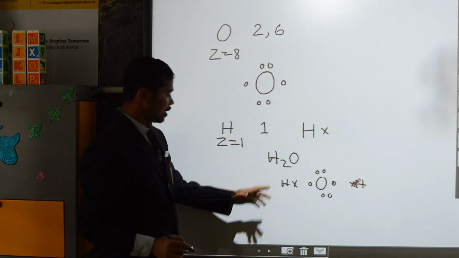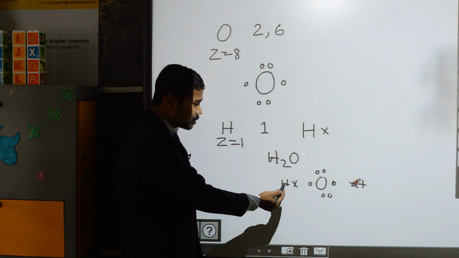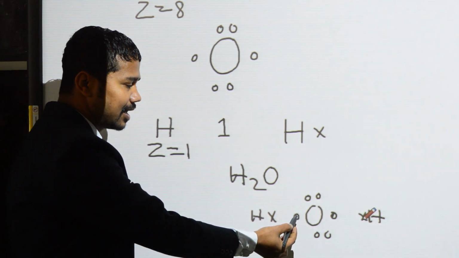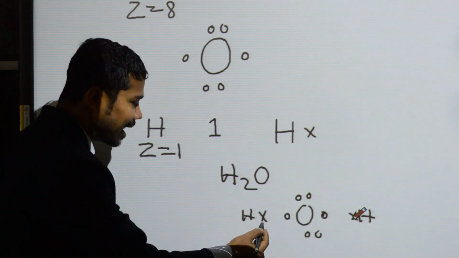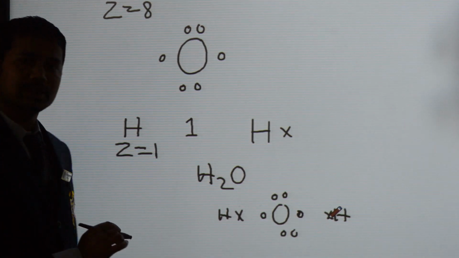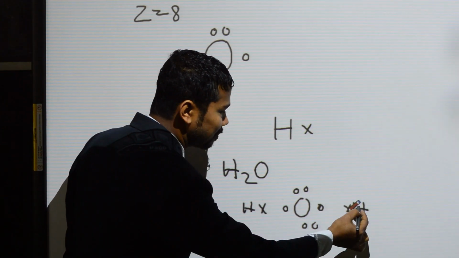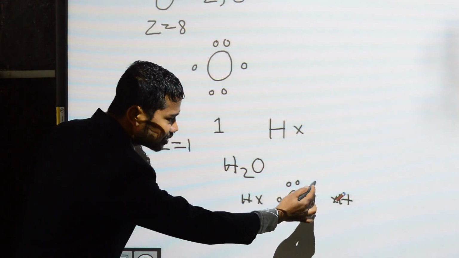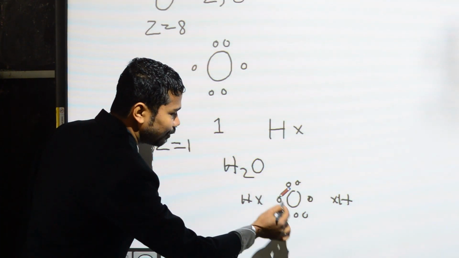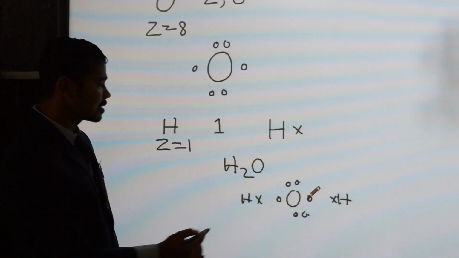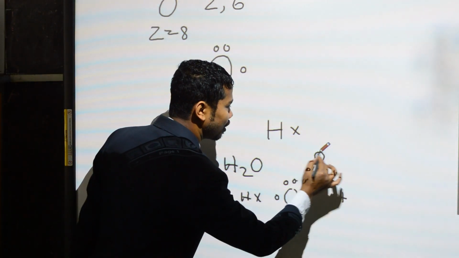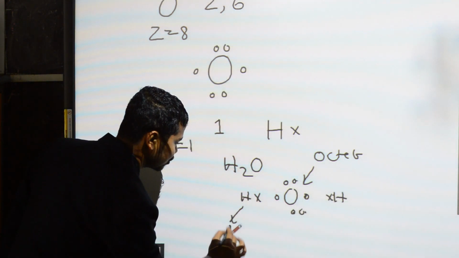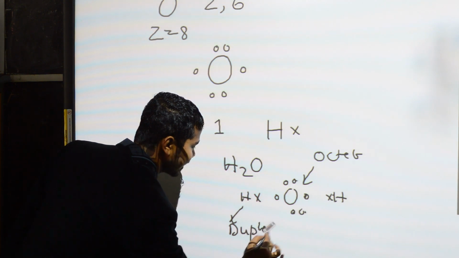Now this hydrogen is sharing one electron with oxygen, and this oxygen atom is sharing one electron with hydrogen. As a result, hydrogen is completing its duplet, and this hydrogen is also completing its duplet. And if we count, oxygen is completing its octet: 1, 2, 3, 4, 5, 6, 7, and 8. That means oxygen is completing its octet, and hydrogen is completing its duplet. In this way, they are stable.